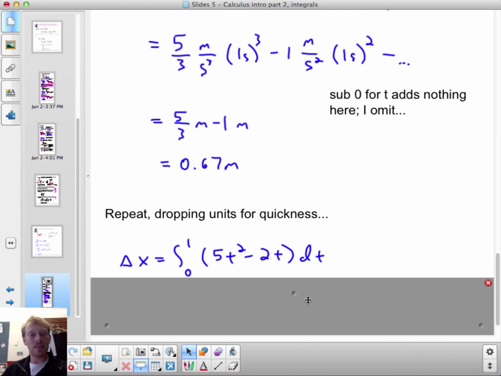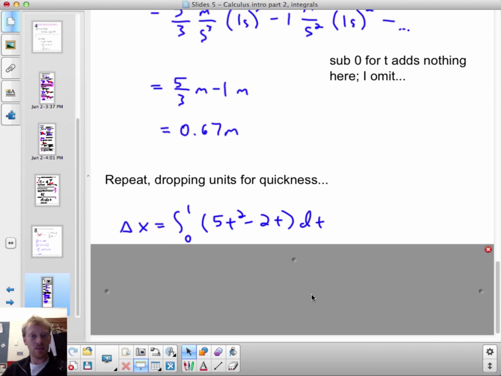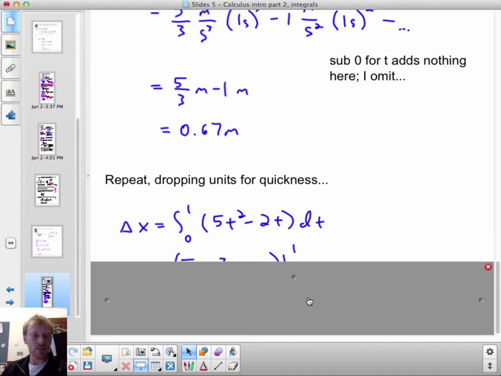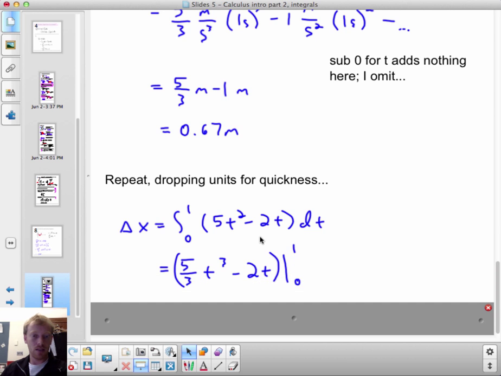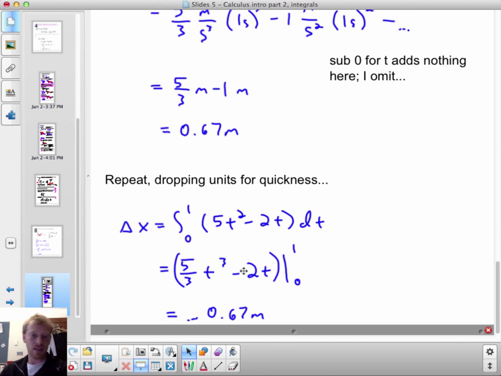You could repeat the same problem dropping the units and just adding the units later. Here's what that would look like. The integral of this function is this function, and when I substitute the number 1 for t, or when I evaluate between 0 and 1, then here's the result, and I can just tack on meters there, because I know the displacement has to be measured in meters.